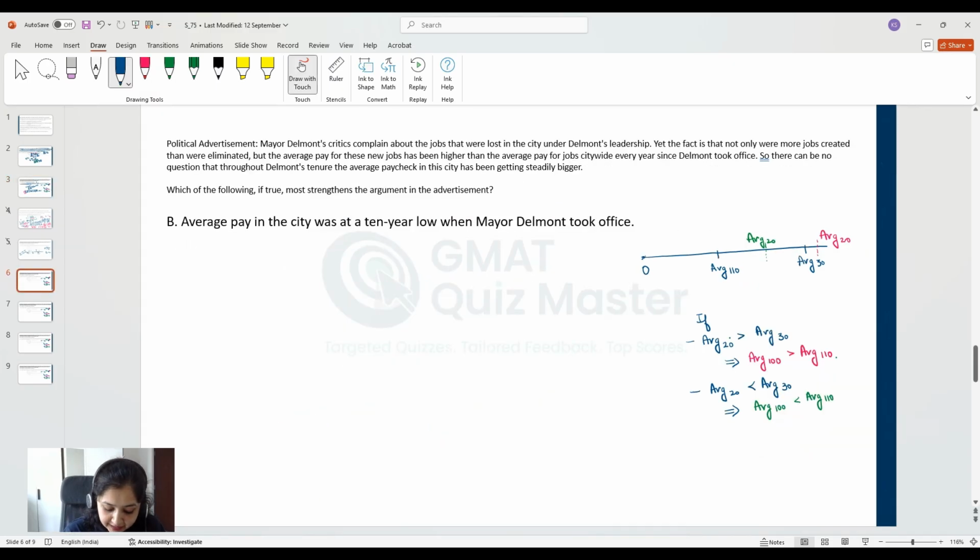Choice B. Average pay in the city was at a 10-year low when Mayor Del Monte took office. So, what is this choice saying? That if, let's say, Del Monte started in 2010, right? If, let's say, he started here, then the average of these jobs, as per our example, there were 100 jobs. So, the average of these 100 jobs was the lowest in this duration from year 2000 to 2010.